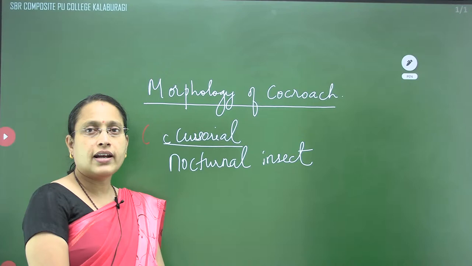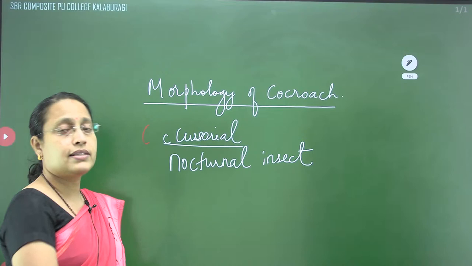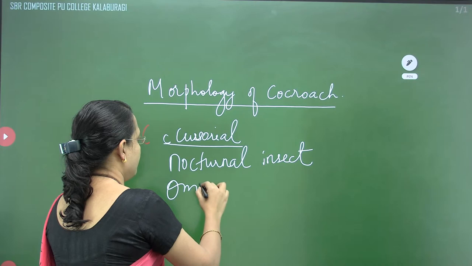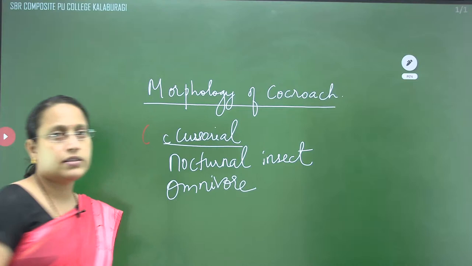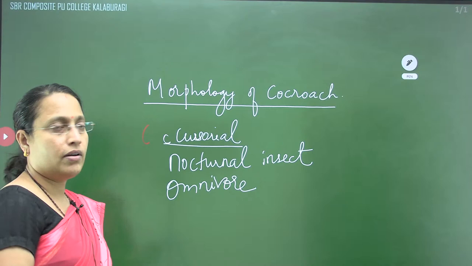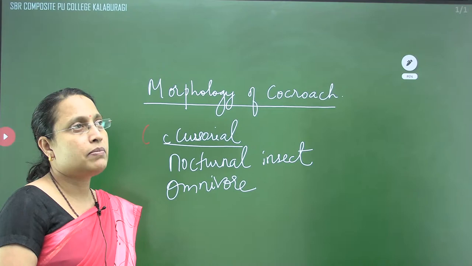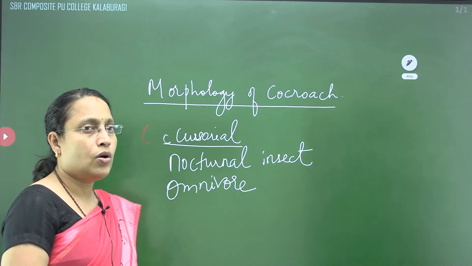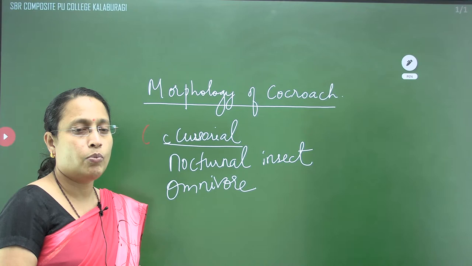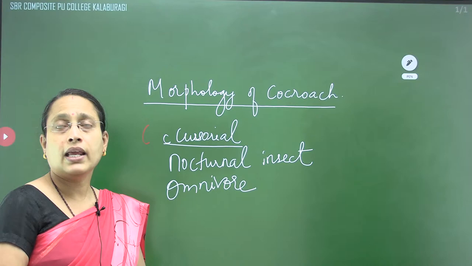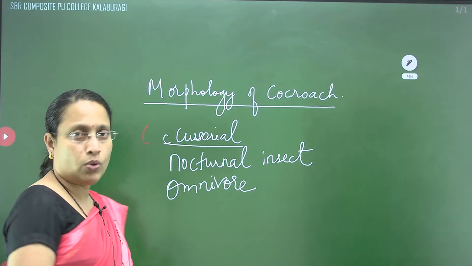Then it generally lives in damp places. Apart from that, its feeding habit is omnivorous. An omnivore is one that will feed upon almost any substance. It can be paper, cardboard, animal matter, or plant matter. Almost most things it can consume. The basic definition of omnivore is that it depends on both animal matter as well as plant matter, but apart from this, it can consume many other things also. It also shows cannibalism.